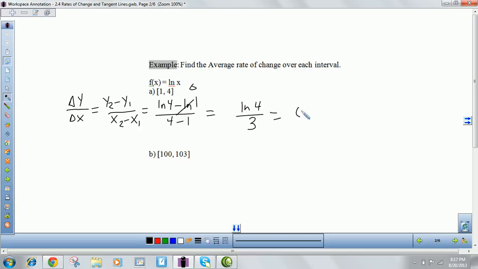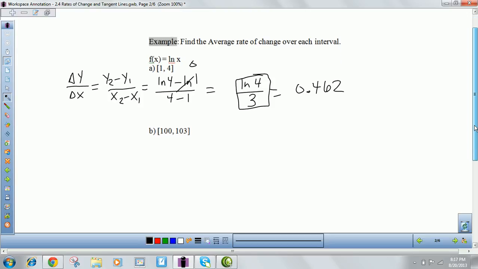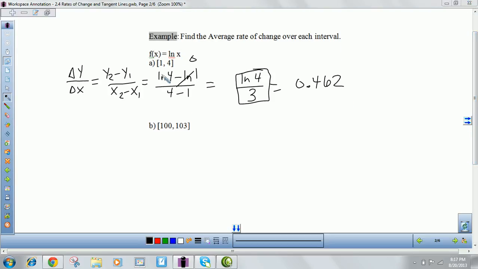And if you simplify that, put it in the calculator. So on a multiple choice exam, this is an option. The 0.462 would not be an option, but I'm just going to simplify that for you so we can compare numbers here. Okay, so this was the average rate of change from 1 to 4.